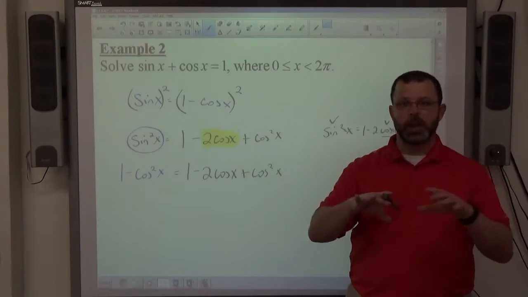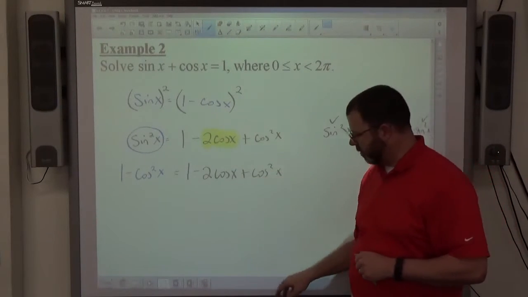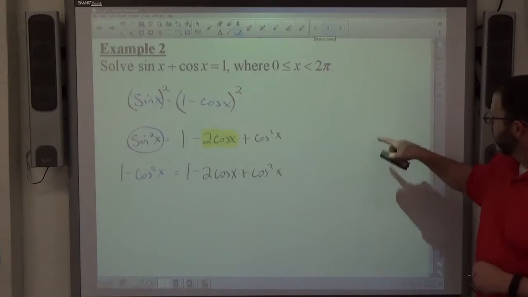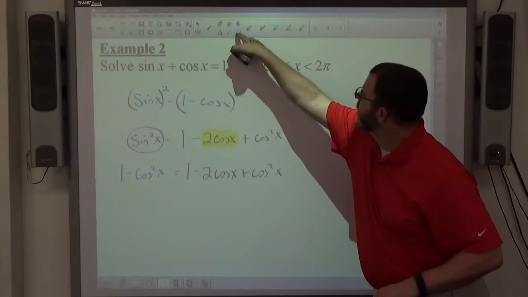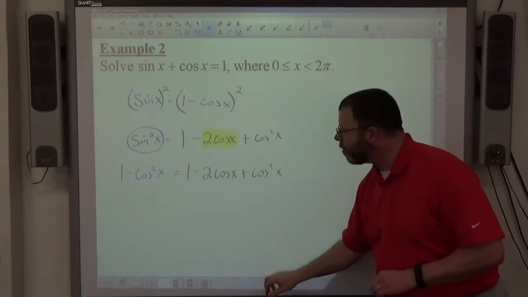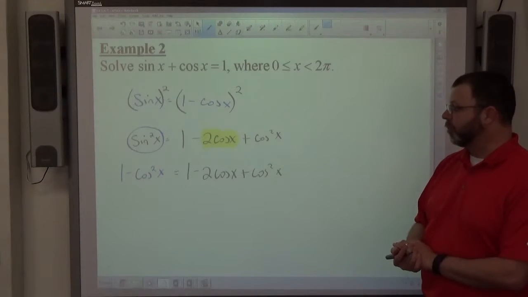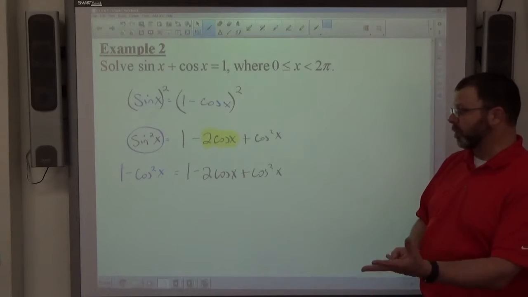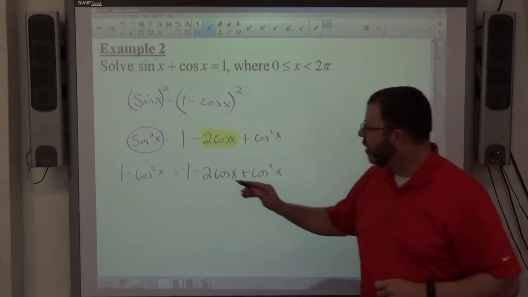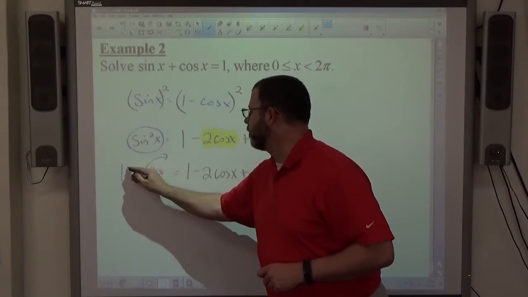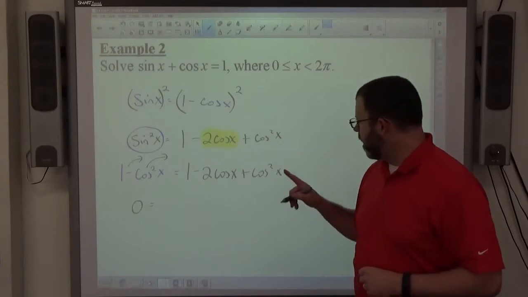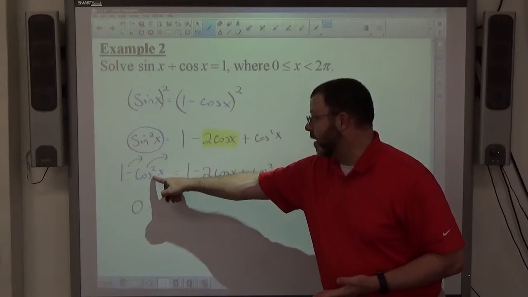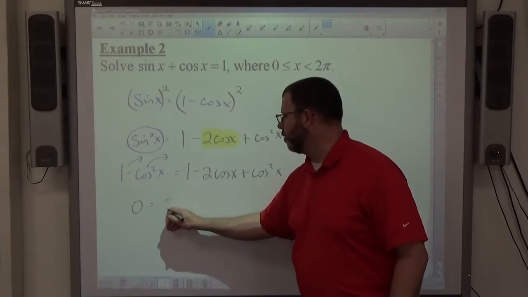I'm going to change one of them, change the one that makes more sense. In this case, that one makes more sense. So at this point, everything's cosine or cosine squared or a number, so I'm going to move everything to one side equal to 0. So I'm going to move the cosine squared over to the right and move the 1 over to the right. So 0 is staying on the left-hand side. Cosine squared, which is positive now, when it moves across, plus cosine squared makes 2 cosine squared.